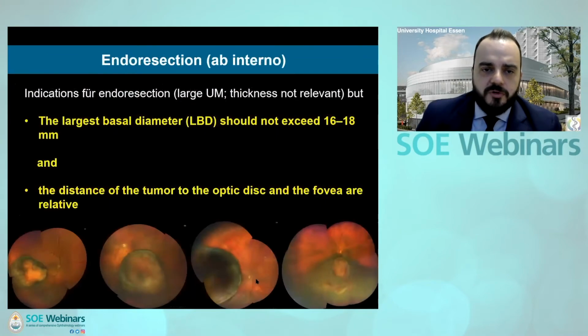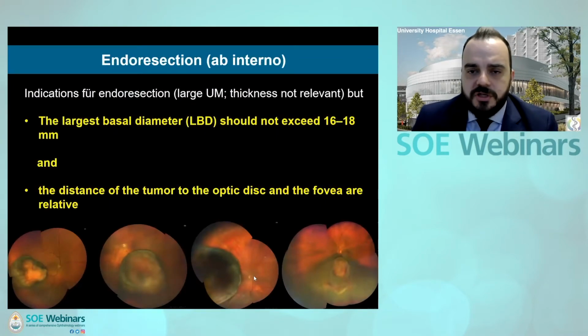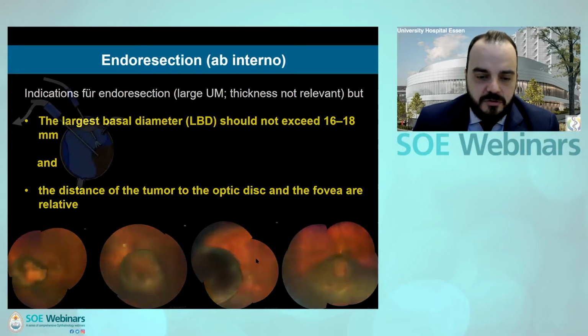And then we will move to the endoresection, which is the removal of the tumor from the inside. The thickness is not that relevant, because we are going to remove the tumor through a pars plana vitrectomy, but the largest basal diameter of the tumor should not exceed 16 to 18 millimeters, and the distance of the tumor to the optic disc and the fovea are relative, as we can go up to the disc, and we can also remove tumors very close to the macula.